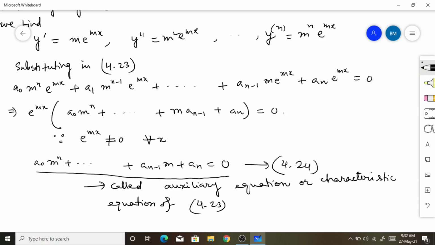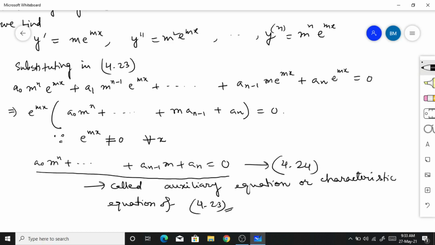So if y equal to e to the power mx is a solution of 4.23, then the constant m must satisfy equation 4.24. Thus, to solve the original equation 4.23, we write the auxiliary equation 4.24 and solve it for m. Observe that 4.24 is formally obtained from 4.23 by merely replacing the kth derivative in 4.23 by m power k. Because you just compare the two equations.